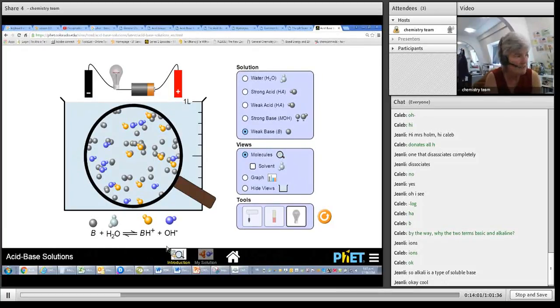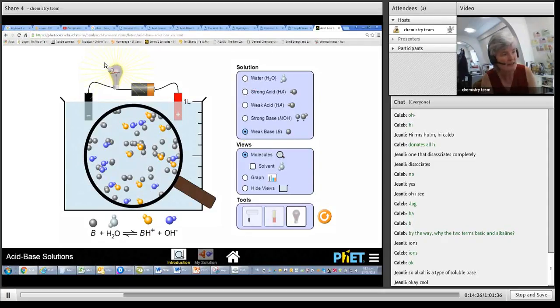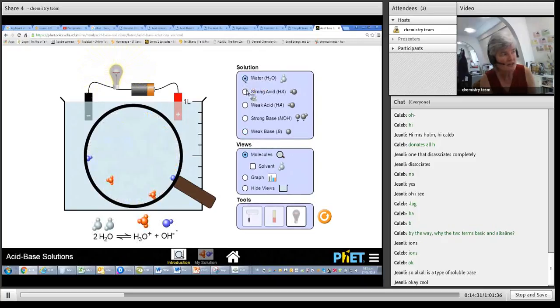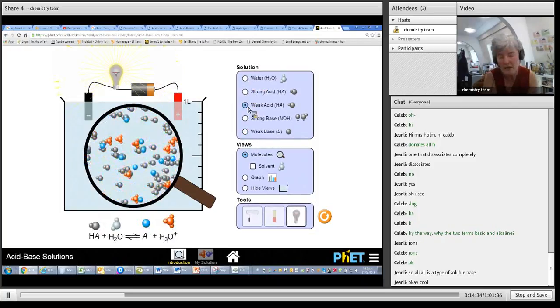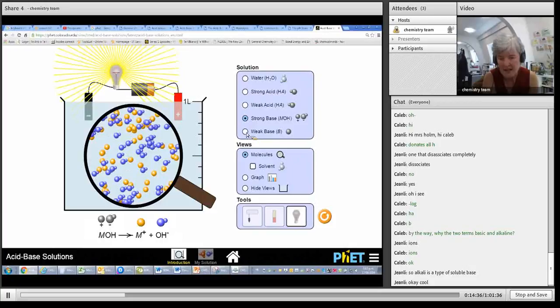Okay, so if I put this in, and we said we've got ions present, have a look at my light bulb there. It's sort of glowing not too badly, but I'm going to click through these quite quickly, and I want you to see how much that glows. So there's water, strong acid, weak acid, strong base, weak base. So let's start off with water. It's barely glowing. Why is that?